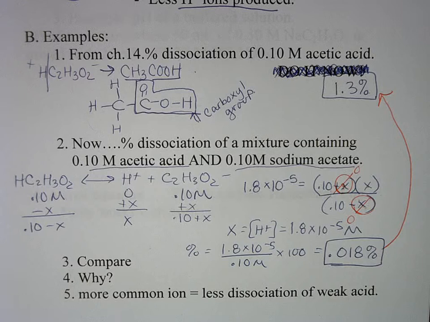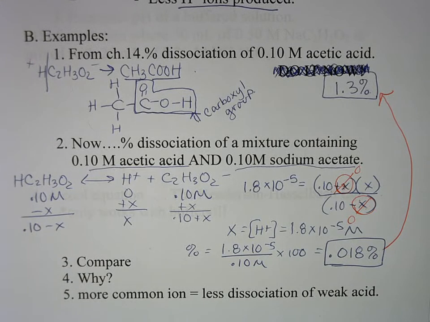So if you just have acetic acid by itself, you have 1.3% dissociation. If you add that common ion of acetate, and you have a starting initial concentration of it, it prevents the dissociation of the weak acid. So you get fewer hydrogen ions, only 0.018%, and that's going to affect the pH of the solution. The more common ion you have, the less dissociation of the weak acid. The bigger this number is right here, the smaller your percent dissociation is.